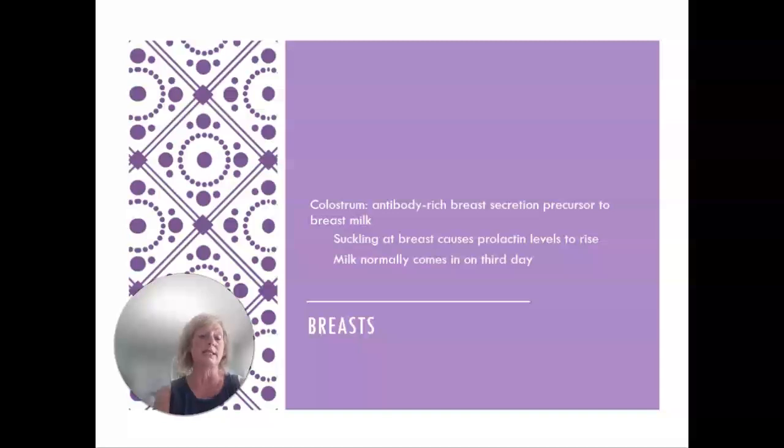Okay, so moving to breast. The first stuff that's going to come out is called colostrum. It is very, very rich in antibodies, and it's the first milk that is going to be secreted by the breast tissue. It is probably the most important that gets given to the baby because it has all of those antibodies that mom has that she's going to passively give to the baby, so anything mom's protected against, baby will be protected against.